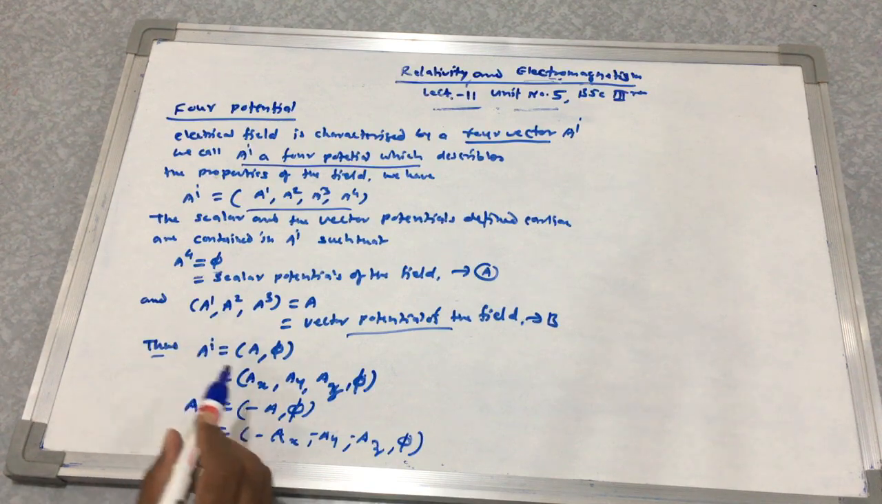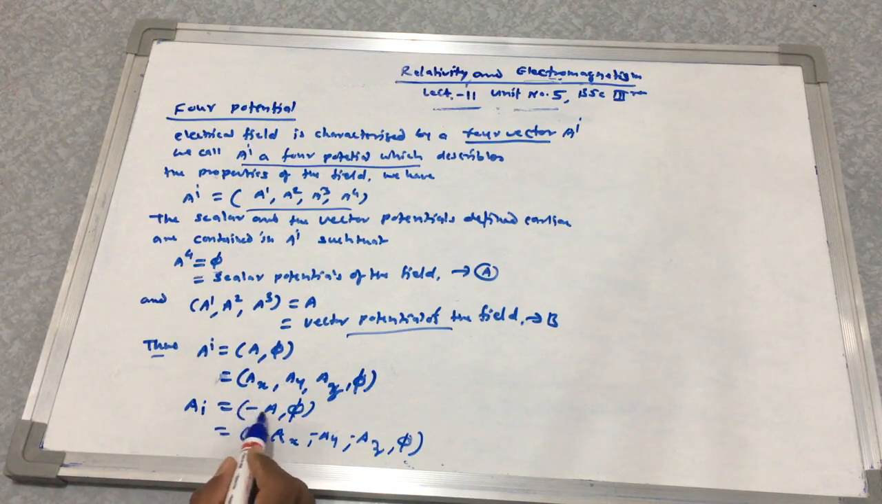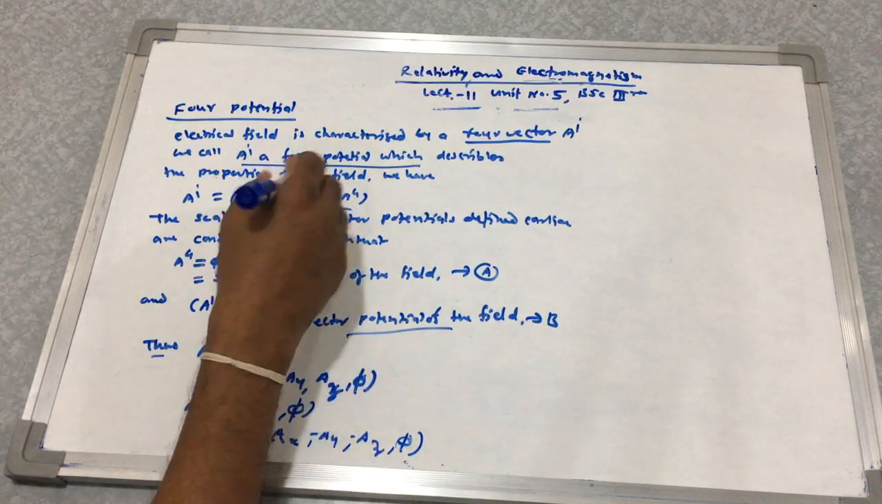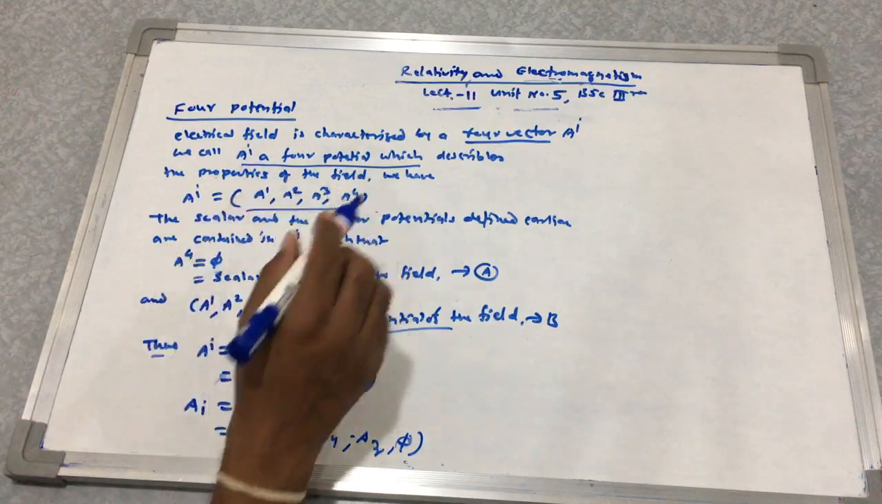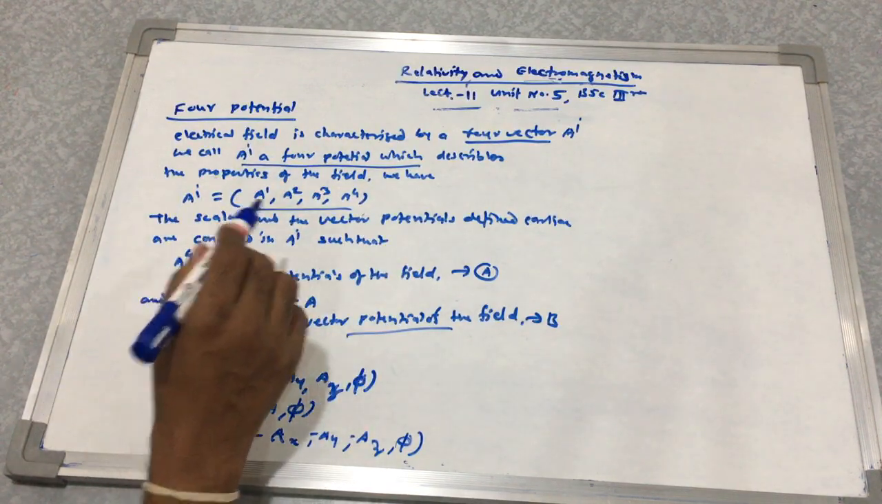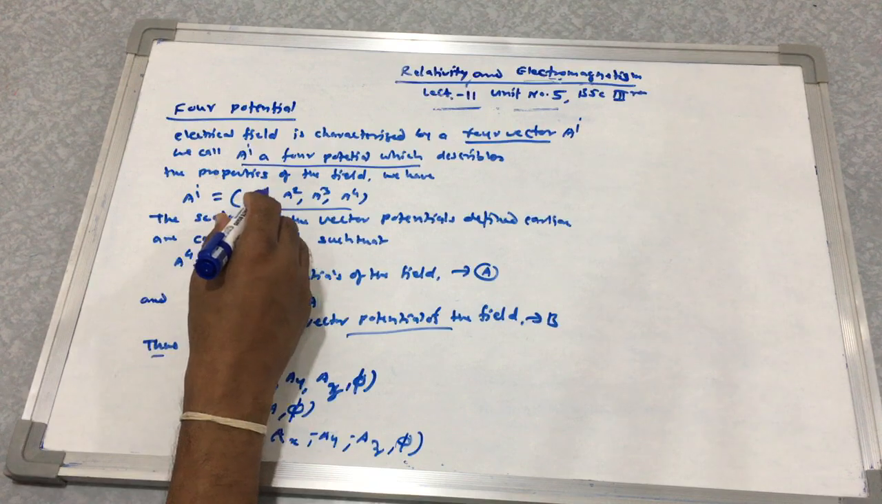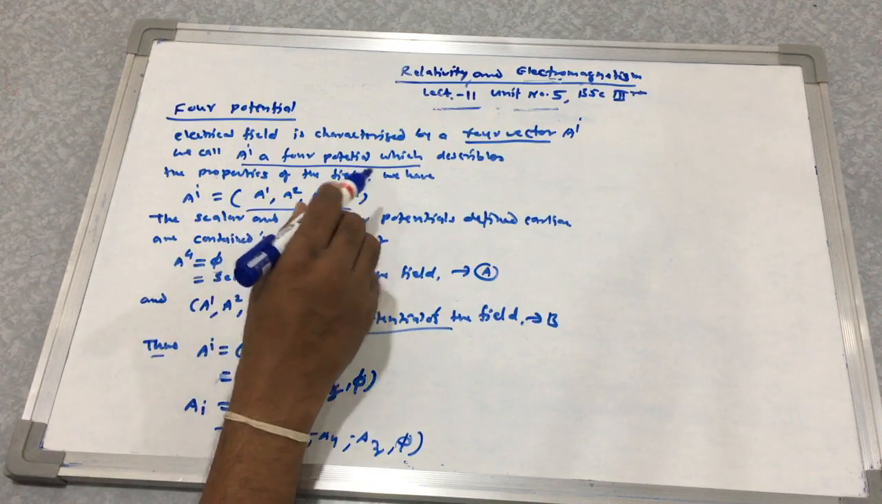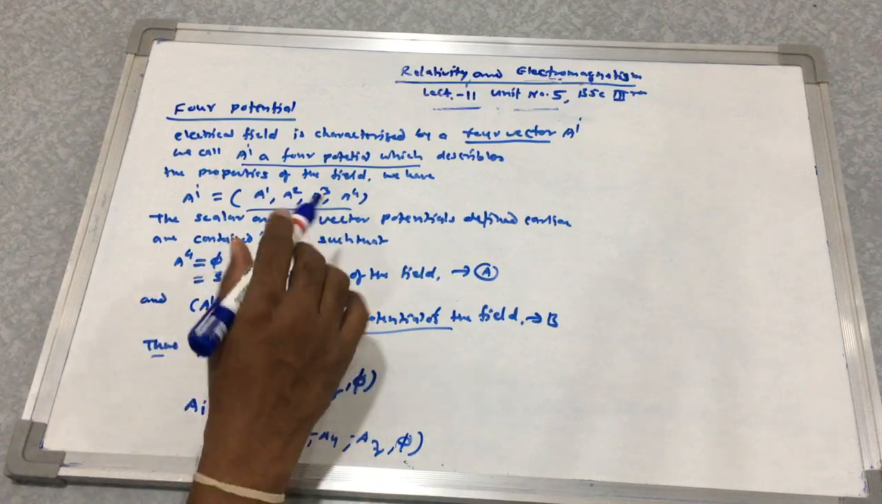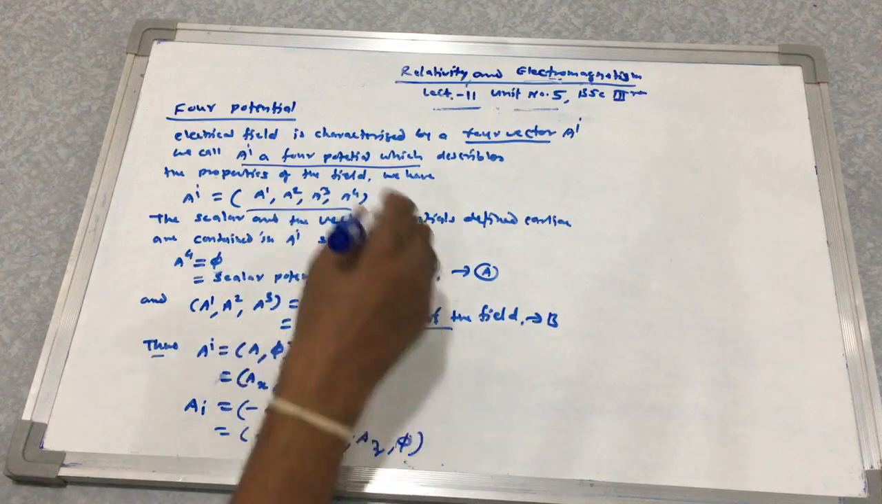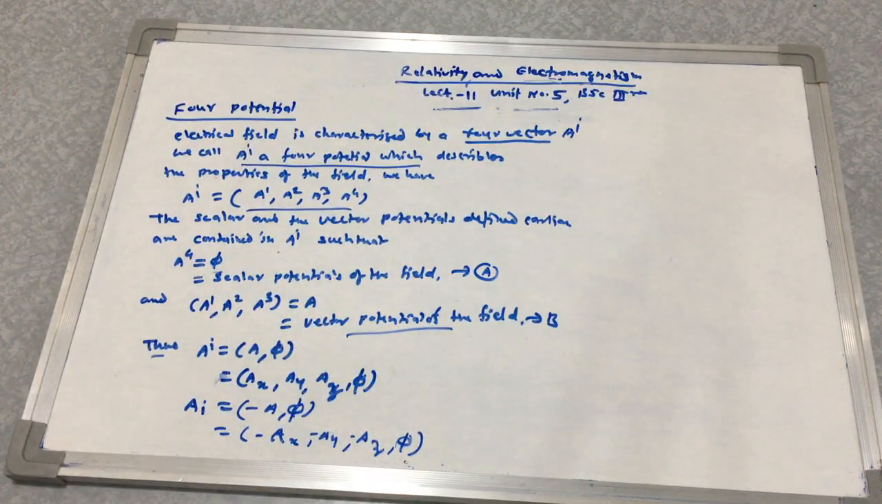And A_i is equal to (−A, phi), that is equal to −A_x, −A_y, −A_z and phi. Okay. So this is the four-potential. The electric field is characterized by the four-potential. A^i is a four-potential, meaning A^i is equal to A^1, A^2, A^3 and A^4. You must keep this in mind: the four-potentials are these.